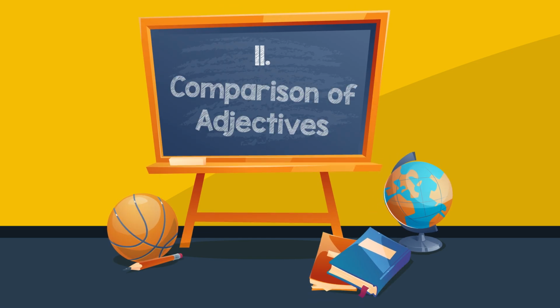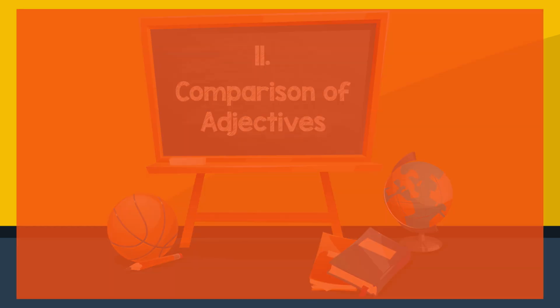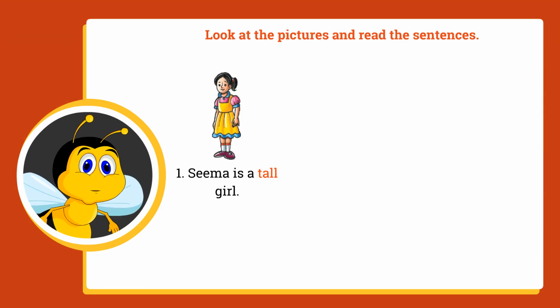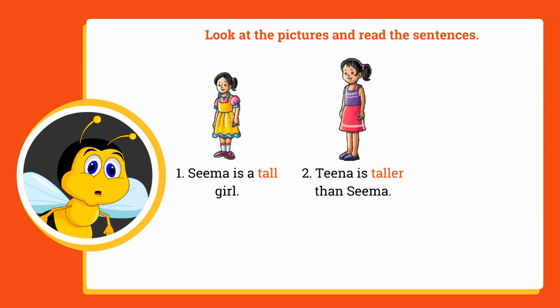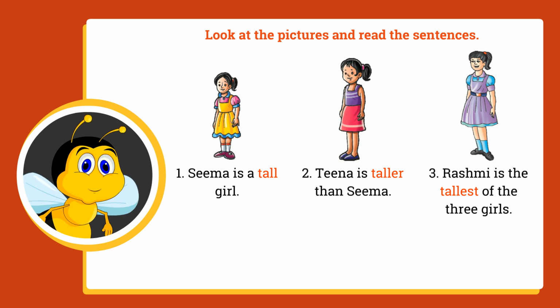Chapter 11: Comparison of Adjectives. Look at the pictures and read the sentences. Seema is a tall girl. Tina is taller than Seema. Rashmi is the tallest of the three girls.